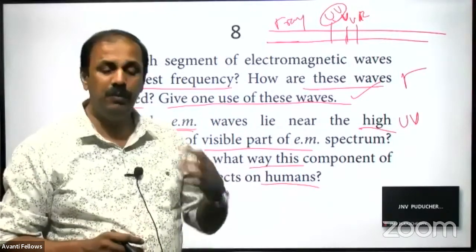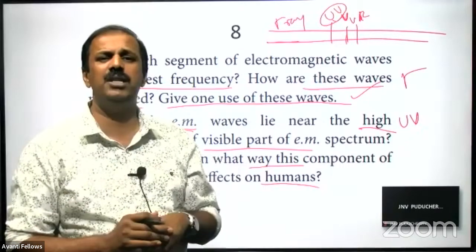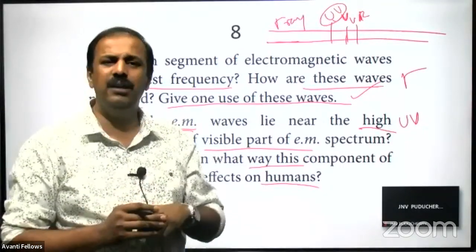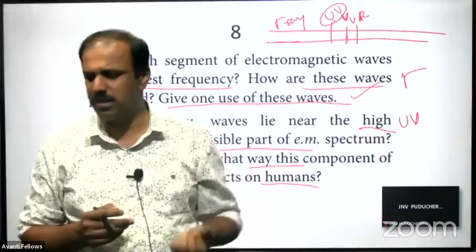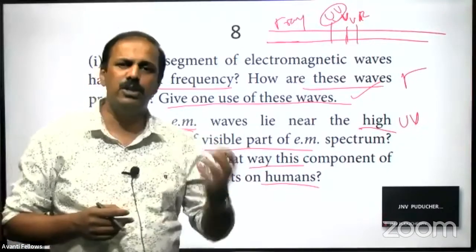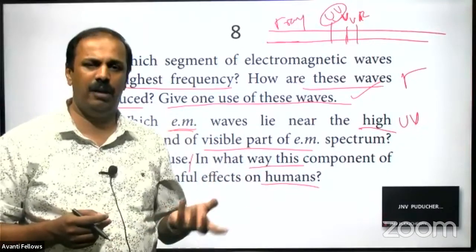Not only sunburn, if these UV radiations constantly fall on your skin, it can create cancer also. So it is very dangerous actually. For a small time it means sunburn and so on can happen.